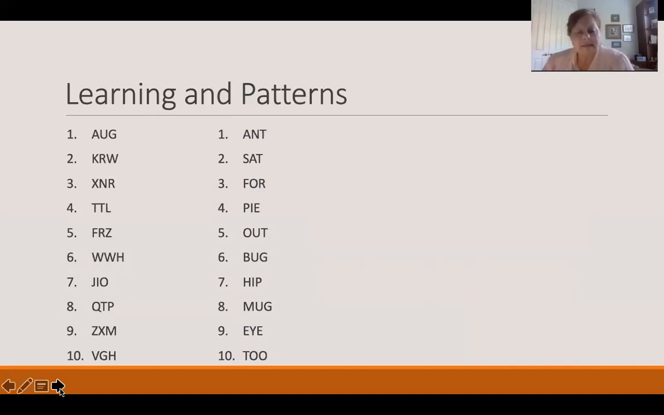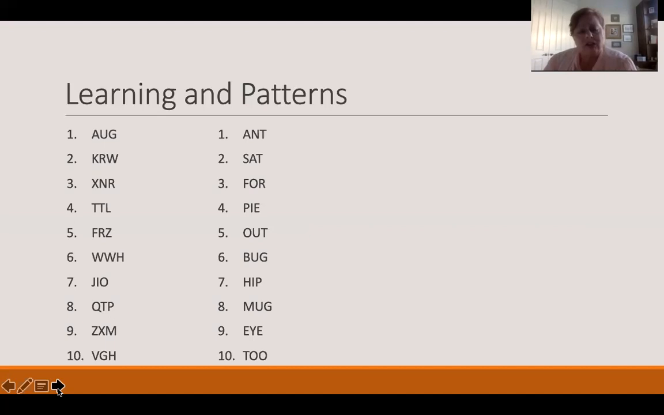What makes the second list easier than the first list? Meaning. You already know what all these words mean, right? And if you were really trying to remember 10 words, you would probably say, how can I connect these words so I can remember them? Like, the ant sat for pie. Out of the bug's hip came a mug. He had an eye too. Now that was terrible. Didn't mean anything, but I could do that. I could not do that with that first list, could I?